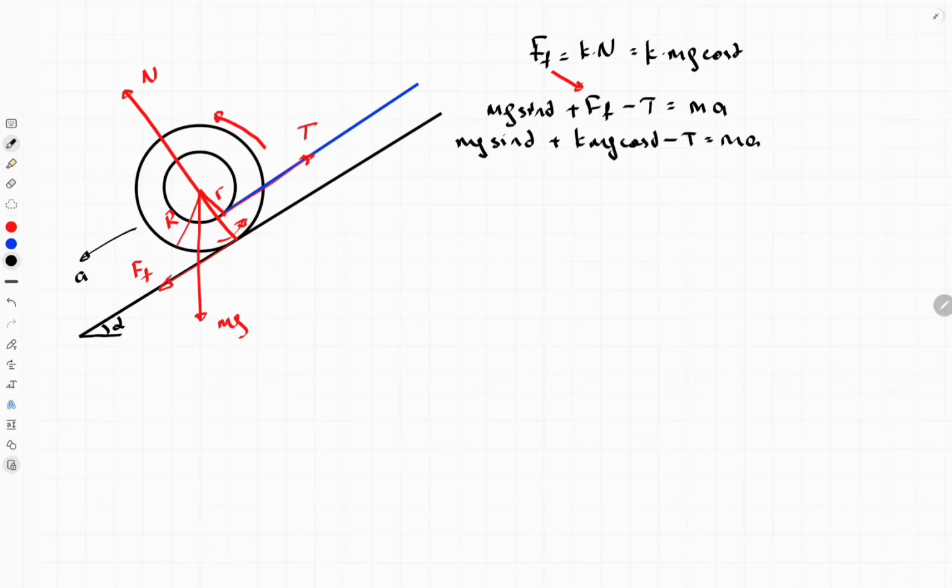At the same time, we have a rotation. Cylinder is rotating, so it means we can apply torque because it's rotating. It's rotating in anti-clockwise direction because of this tension. This tension is trying to rotate it in anti-clockwise. Friction force is trying to rotate in clockwise, so they are opposite. They have opposite torques, but torque of the tension is greater. That's why it's rotating in anti-clockwise.